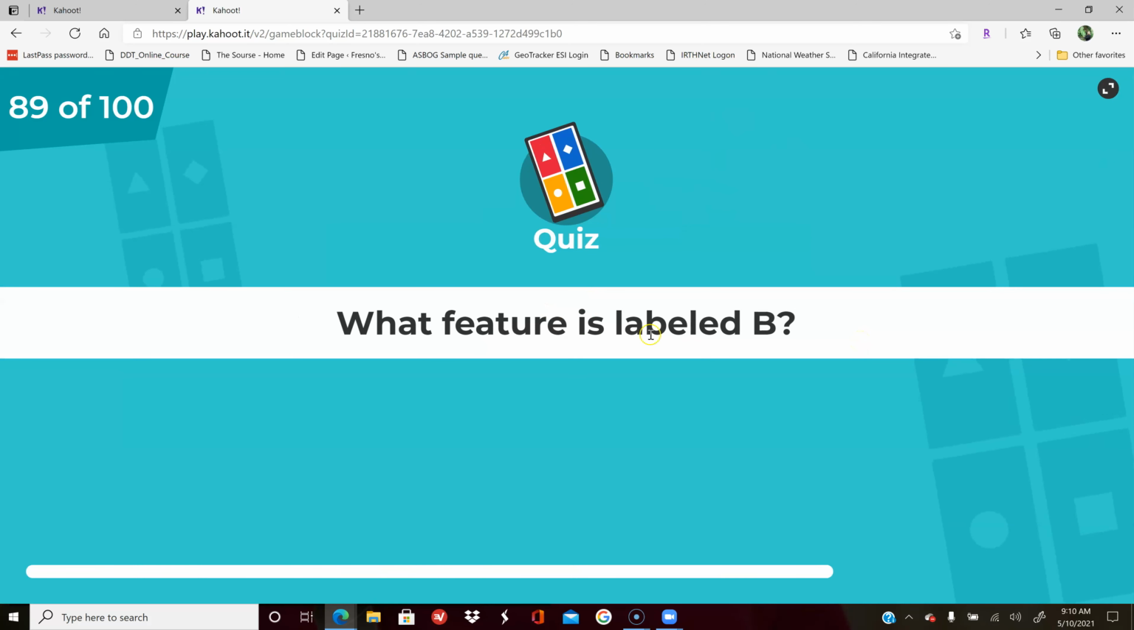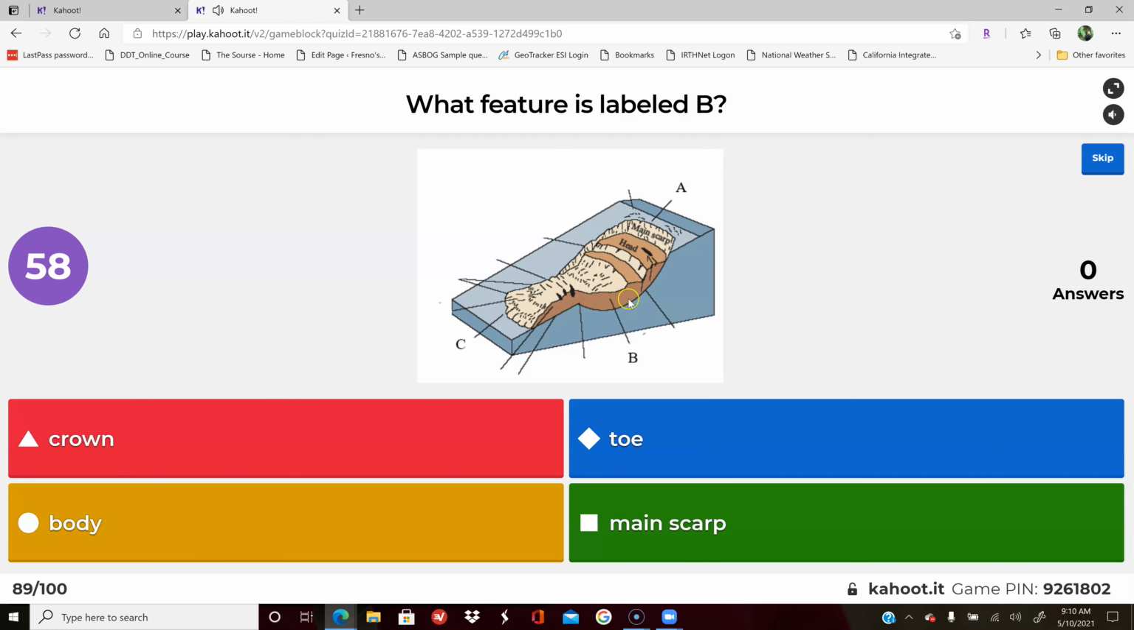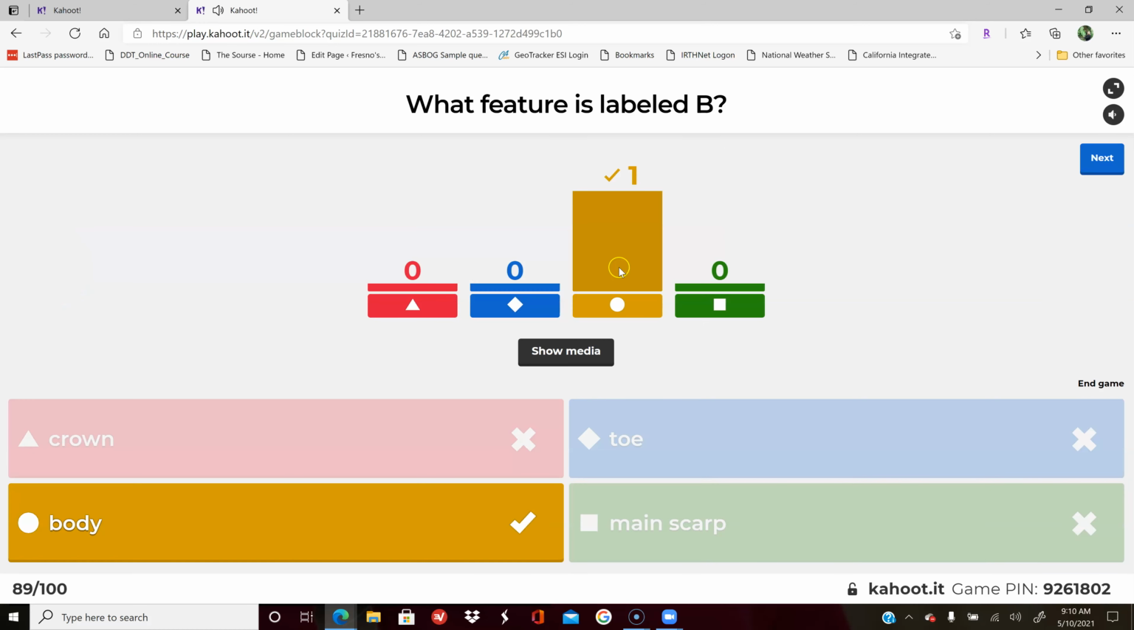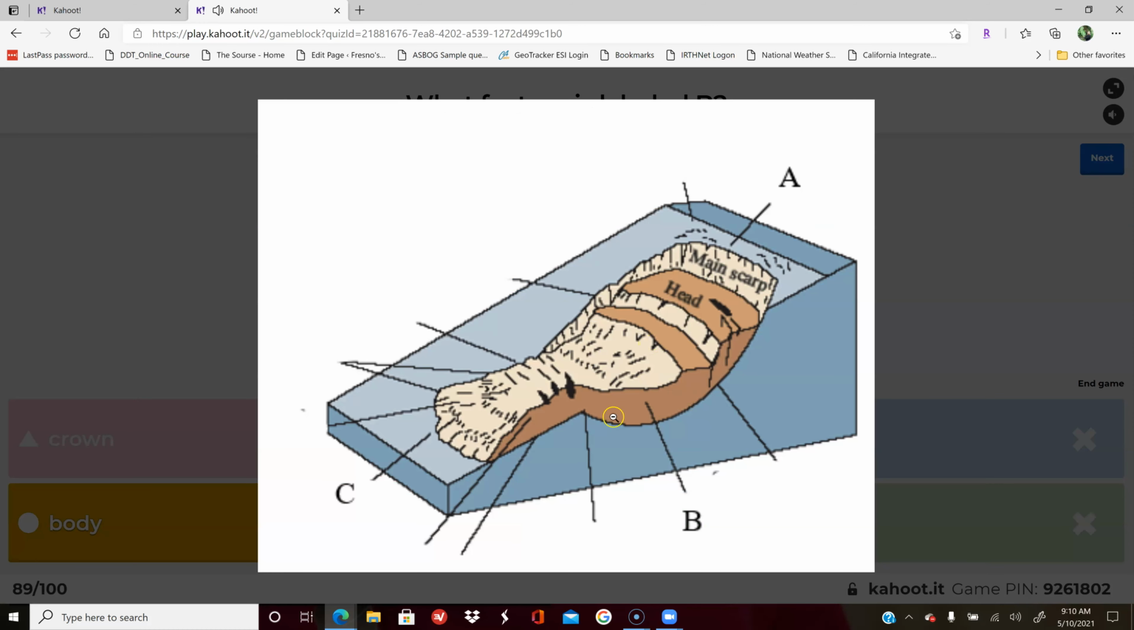What feature is labeled B? So here is B, it's pointing to this main portion. Is it crown, toe, body, or main scarp? That is the body. So this is the body of the landslide right here.